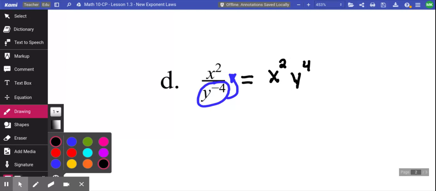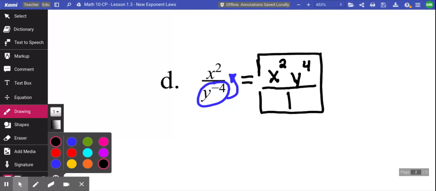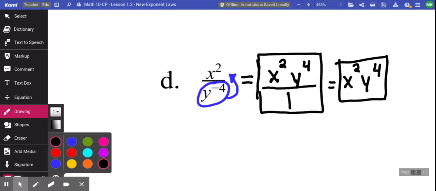In the denominator, the bottom of the fraction, there's nothing left. So if you want to write divide by 1, you're more than welcome to. If you want to just write it without the divide by 1, that's the same thing. The key is that the negative powers move, nothing else. Yeah, for sure.